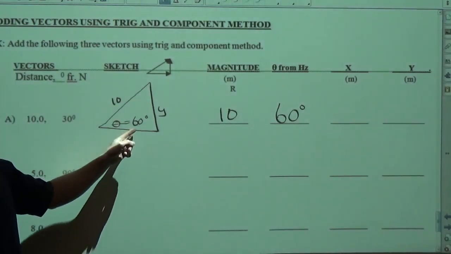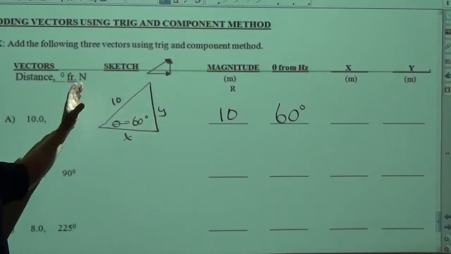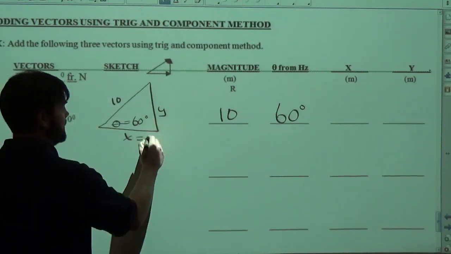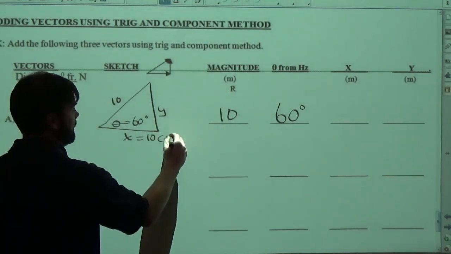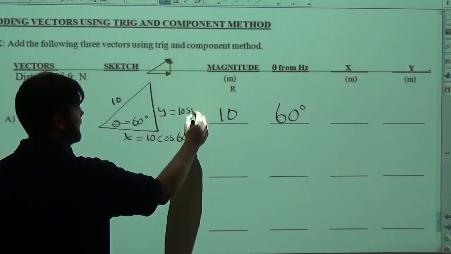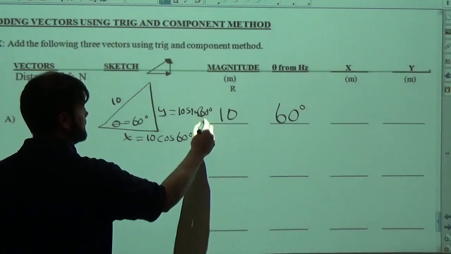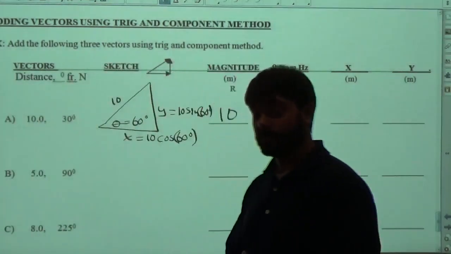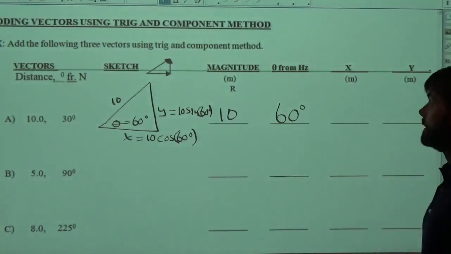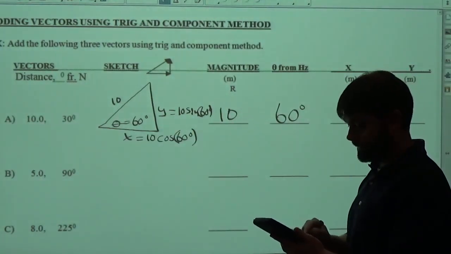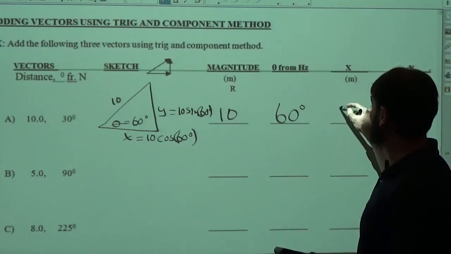So when I try to figure out the values for my x and my y, I'm going to have the hypotenuse of 10. This down here is going to be 10 times the cosine of 60 degrees. And this one here is going to be 10 times the sine of 60 degrees. If I plug those values in, I can figure out my x and y component. So I'll figure out the x first, so I'm going to do 10 times the cosine of 60. And this gives me a value of 5.